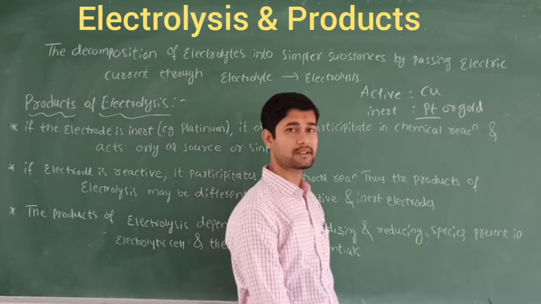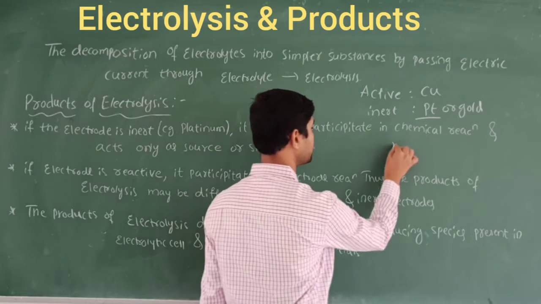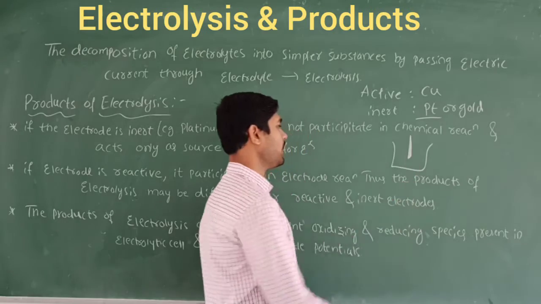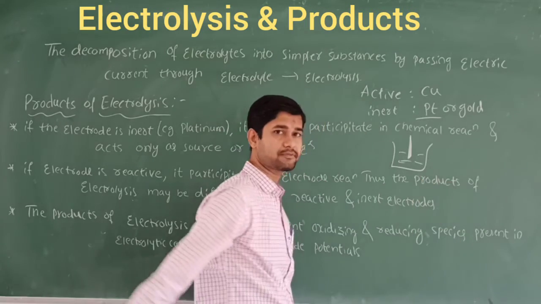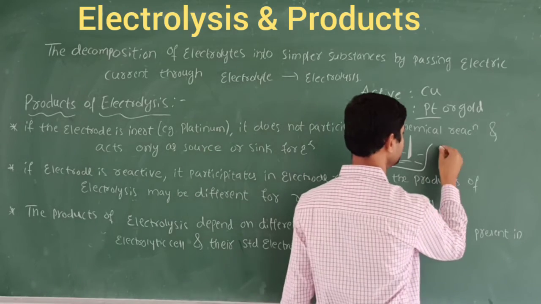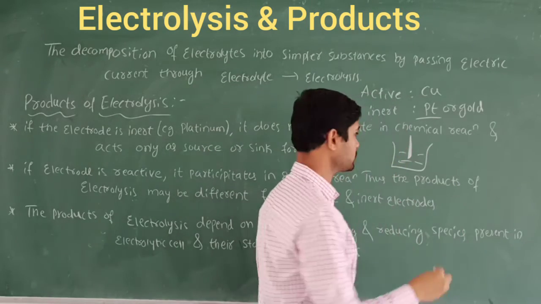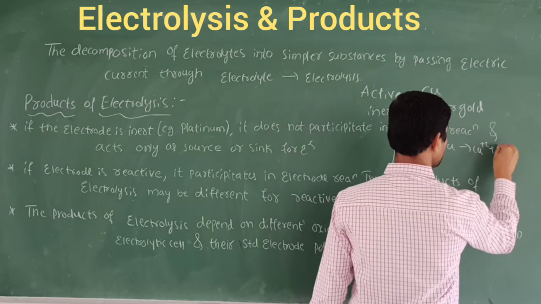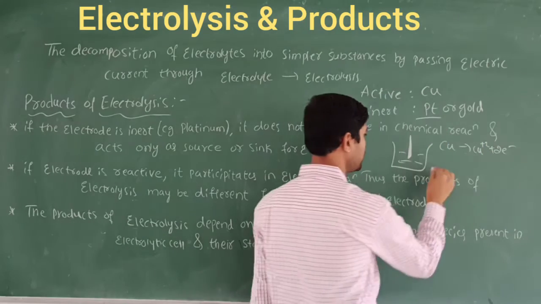Active means copper, just as we have seen in the electrolytic cell. When the copper is dipped in the container, now I take this copper and this copper sulfate. There are two types of possible products of the electrolysis: one is oxidation, another is reduction. Oxidation means loss of electrons, and reduction means gain of electrons.